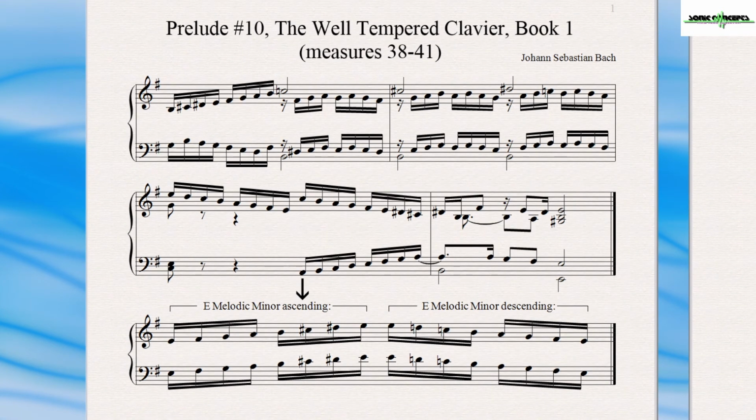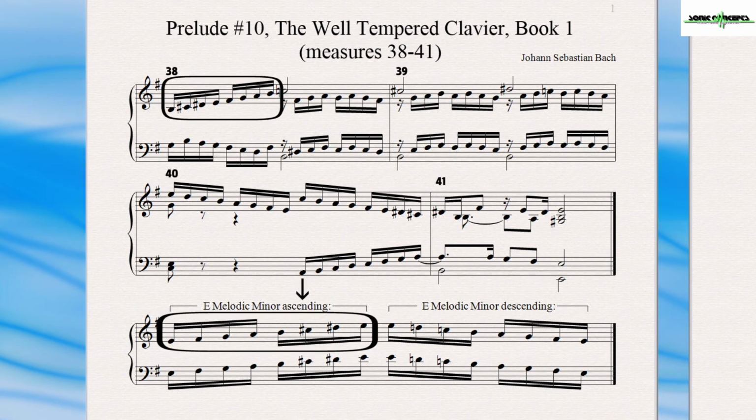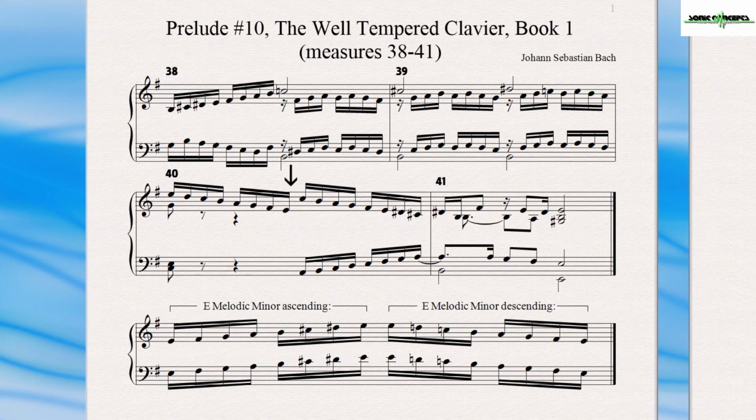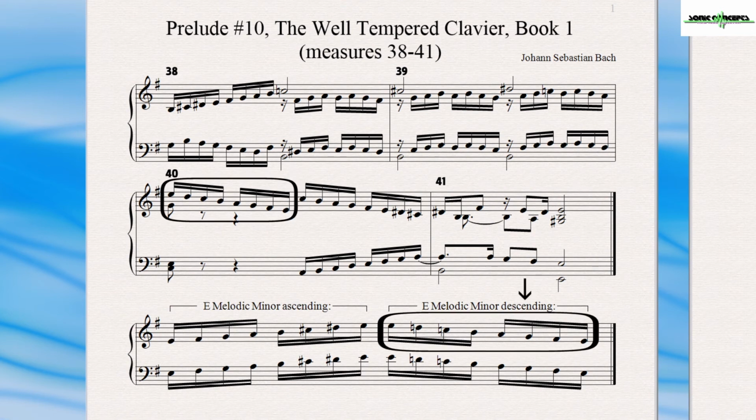Notice the ascending and descending E melodic minor scale I have listed below this excerpt. If you look at the first measure listed here, which is actually measure 38, you'll notice the ascending version of the E melodic minor scale used when ascending stepwise. In measure 40, which is actually measure 3 in this example, notice the descending version of the E melodic minor scale used when descending stepwise.